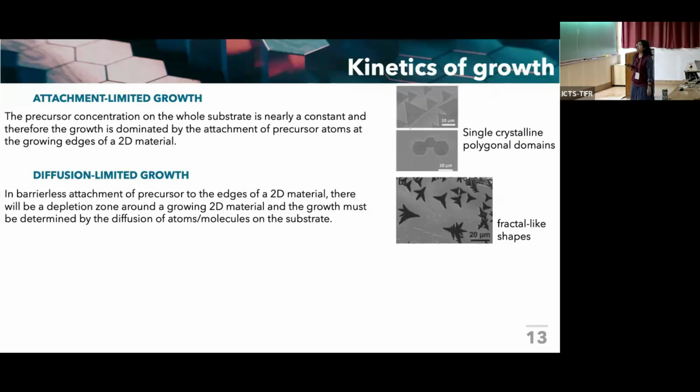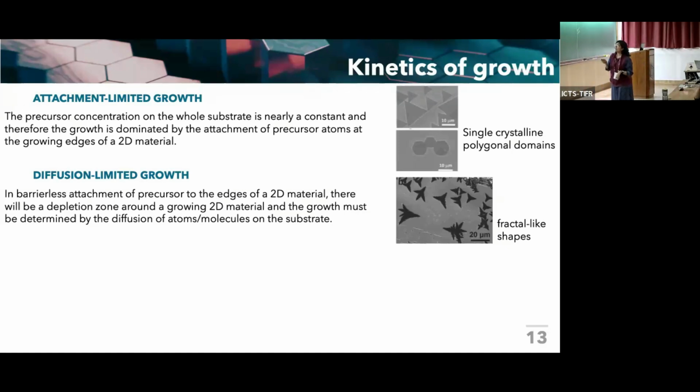But what happens is, under certain conditions, like when you are at very high temperatures, or if you do not have enough precursors in your system, you can reach a point where there is a local depletion of the precursors in the growth region.